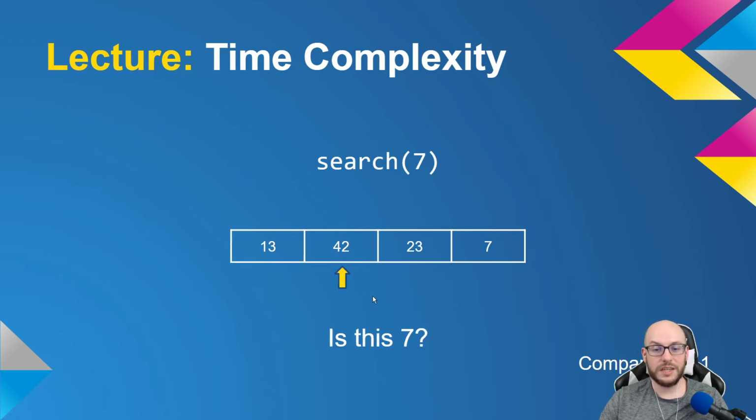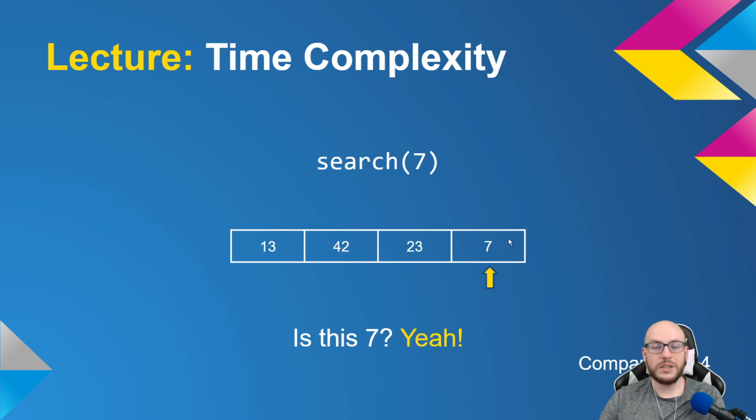We would move on to the next element and ask, is this 7? No. I want to make another comparison. We'll look at the next element and ask, is this 7? Nah. I've made a third comparison. And lastly, we would look at this last element and ask, is this 7? Oh yeah, we found it. We were successful, but notice on this last iteration, I compared the current element to the one I'm looking for. That is a comparison. We made 4 comparisons and our length is 4, right? This has 4 elements in it.